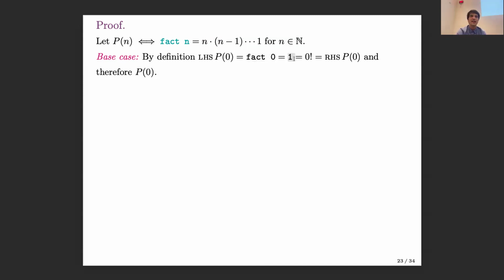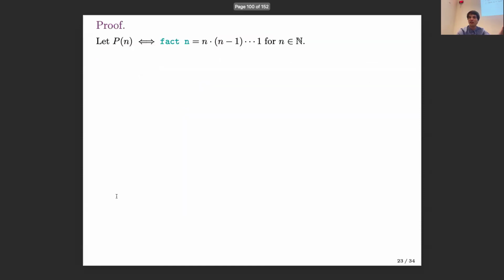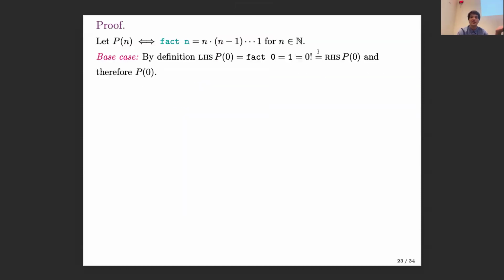Base case: by definition, the left-hand side of P naught is factorial of 0. Factorial of 0 is 1 by definition. By line 2 is what I would say in my proof. By line 2, by definition, factorial of 0 is 1. 0 factorial is also 1, according to the math rules, which is equal to the right-hand side of P naught, and therefore the base case is established. Savvy?